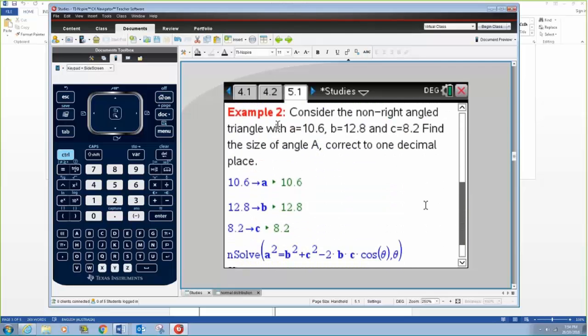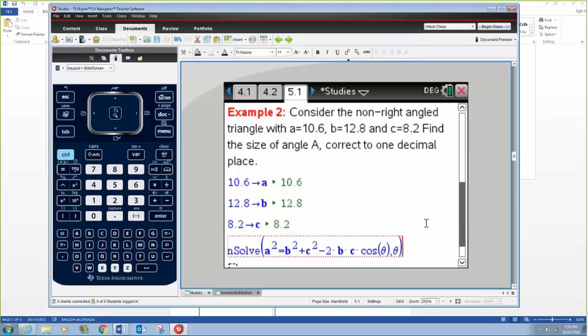Similarly, if we have a question requiring the cosine rule, the easy way to do it is we just enter 10.6, store as A, store as B, store as C, so the calculator remembers those values, and then you just numerical solve. We're solving for the angle, enter the equation, so that's as simple as that. You don't have to use theta, which is of course in the template.